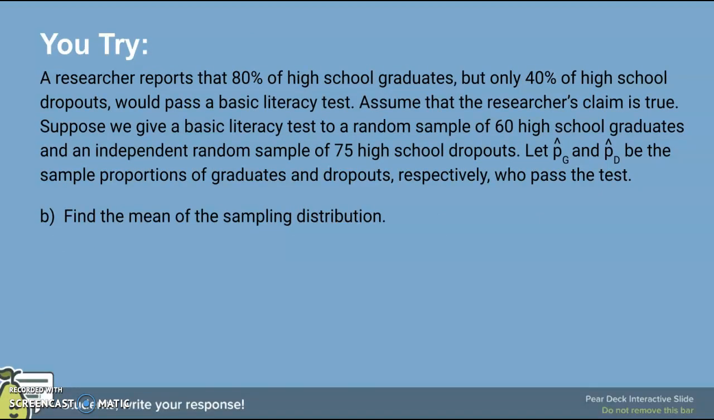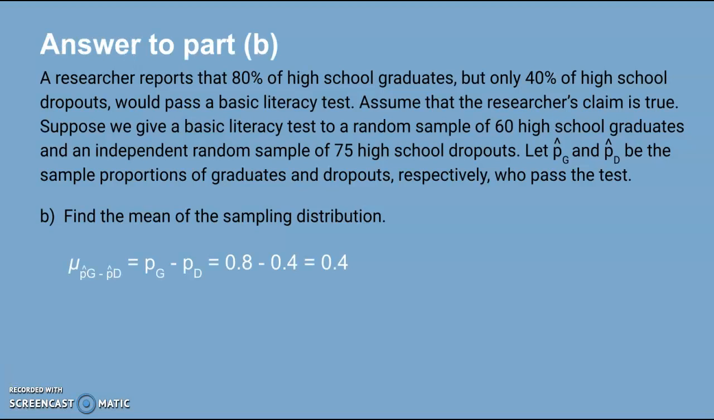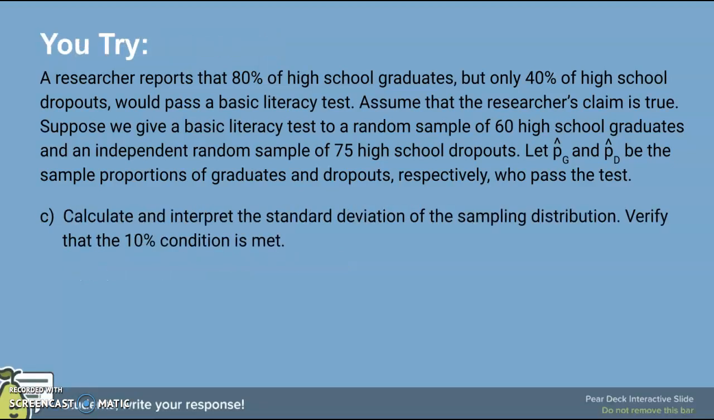All right, next, find the mean of the sampling distribution. All right, that's pretty easy because the mean of the differences is the same as the difference of the means. In other words, the proportion for G minus the proportion of D, which is just 0.4. All right, now calculate and interpret the standard deviation of the sampling distribution. Make sure you verify that the 10% condition is met first.